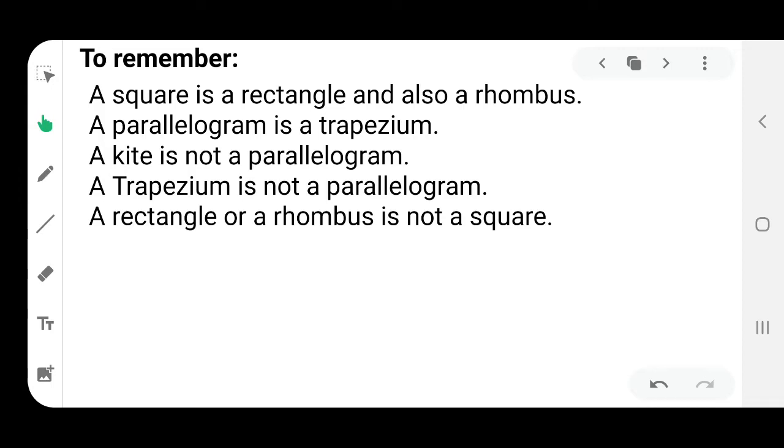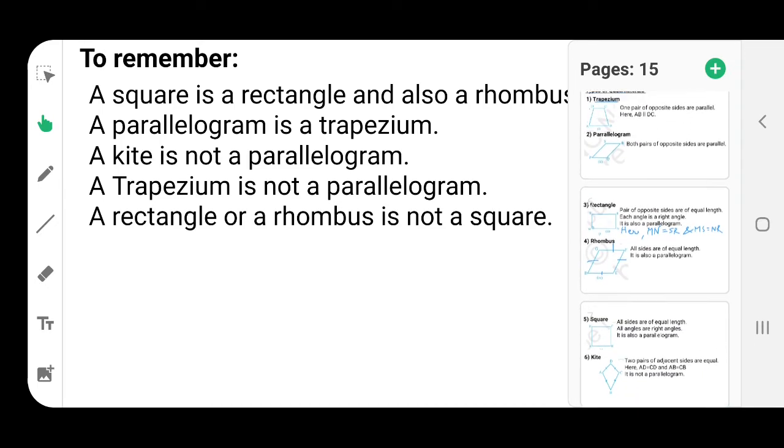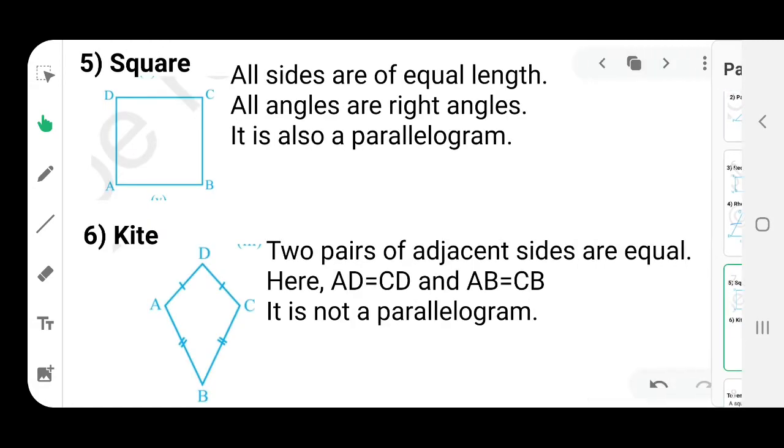Now to remember, what we have to remember here is a square is a rectangle and also a rhombus. If you draw a square, square जो है it is a rectangle and it is also a rhombus. How? Here is a square. It is a rectangle. Rectangle के लिए condition क्या है? Rectangle के लिए condition ये है कि opposite sides जो होंगे, pair of opposite sides, उनकी length equal होगी.